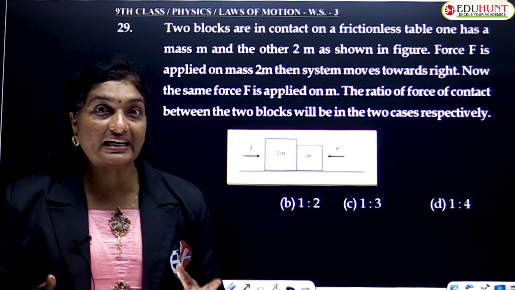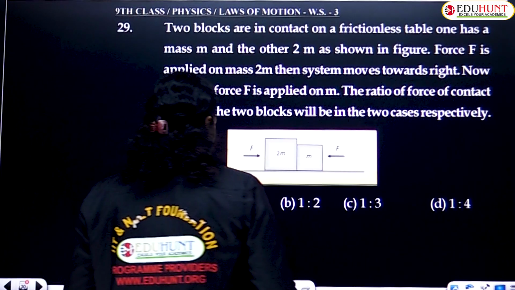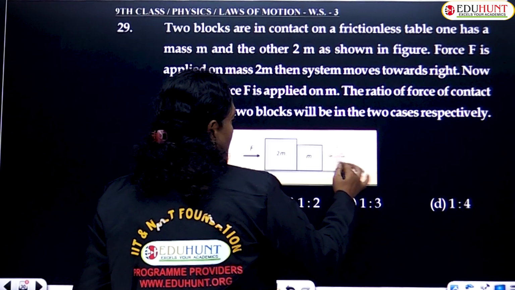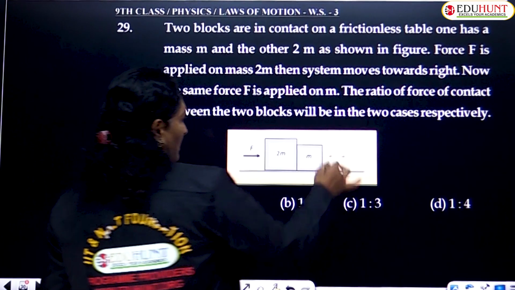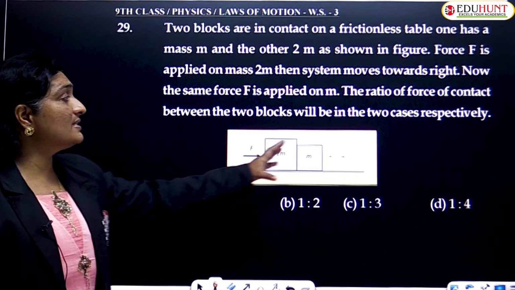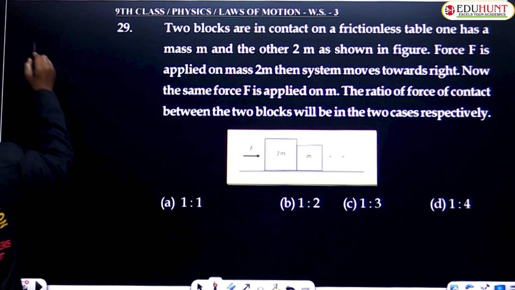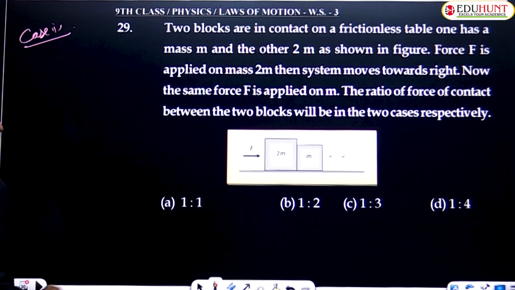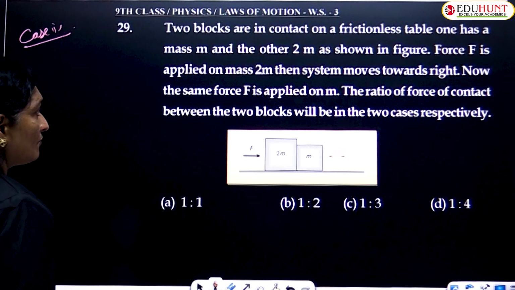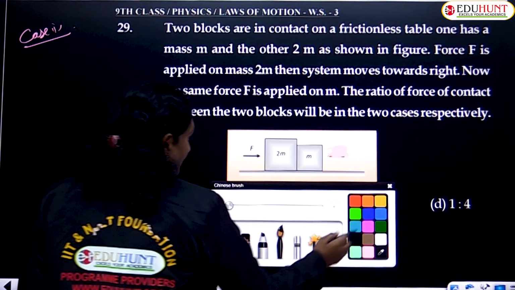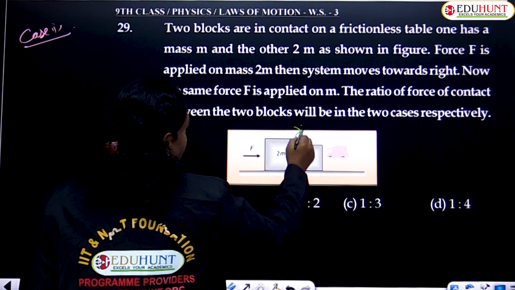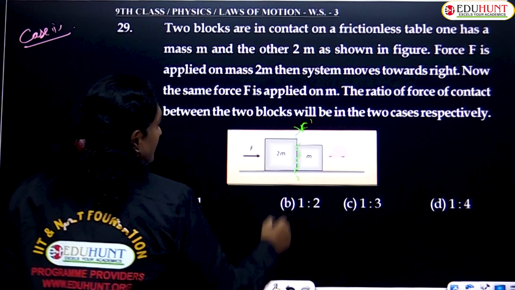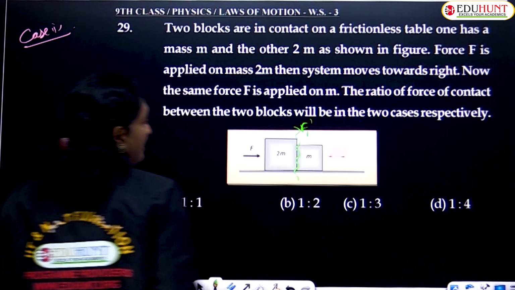Here two different cases are given. Let us not bother about the initial figure. Initially, in case 1, if you observe, the force is acting in this direction. So let us try to solve case 1. In case 1, the ratio of the forces of contact, this F dash, you are asked to find out. I'll keep it as case 1, that means F1 dash.